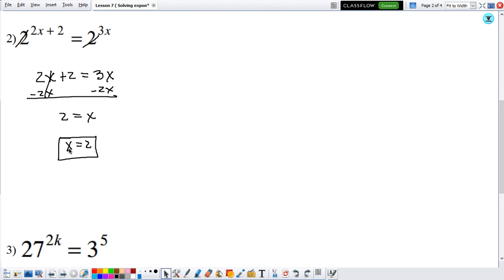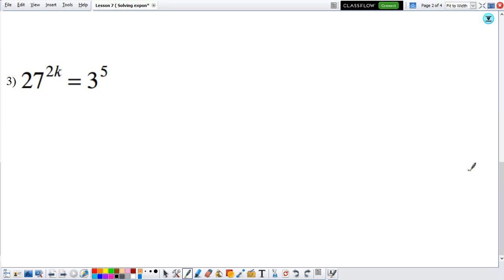Now, there's times where you want to just double check if your answer is true. We would not do that in this video, but just make sure that when you have an answer, you check your work. How do we check it? We plug in this x equals 2 to both sides and see if the left equals the right.